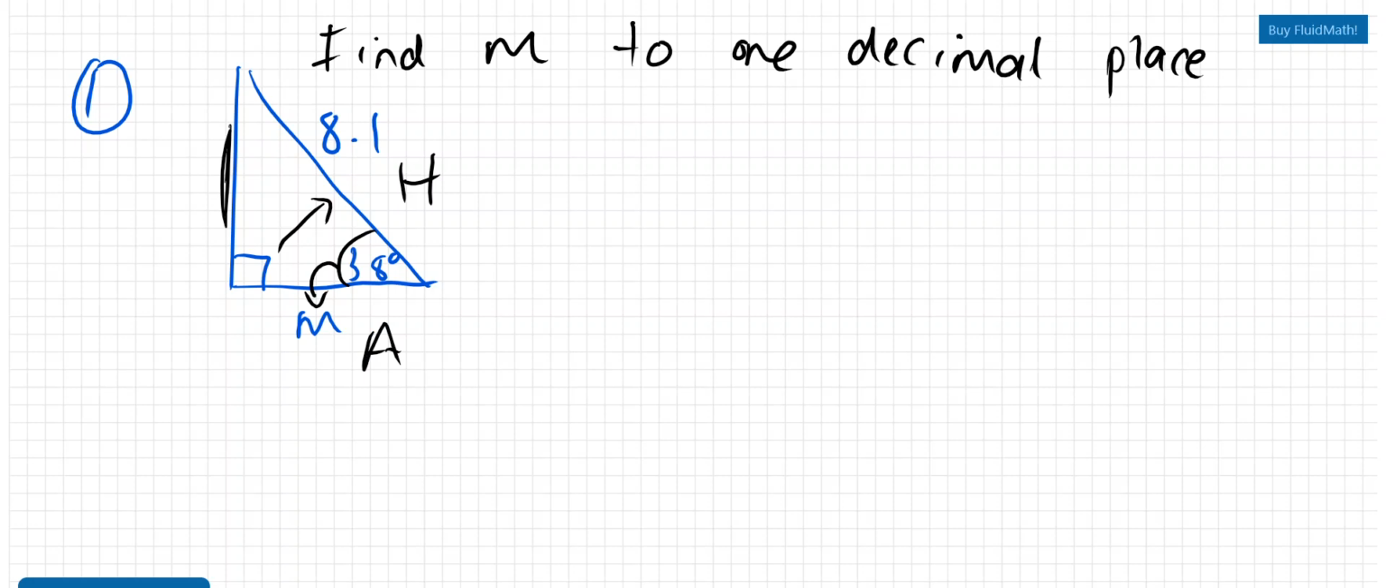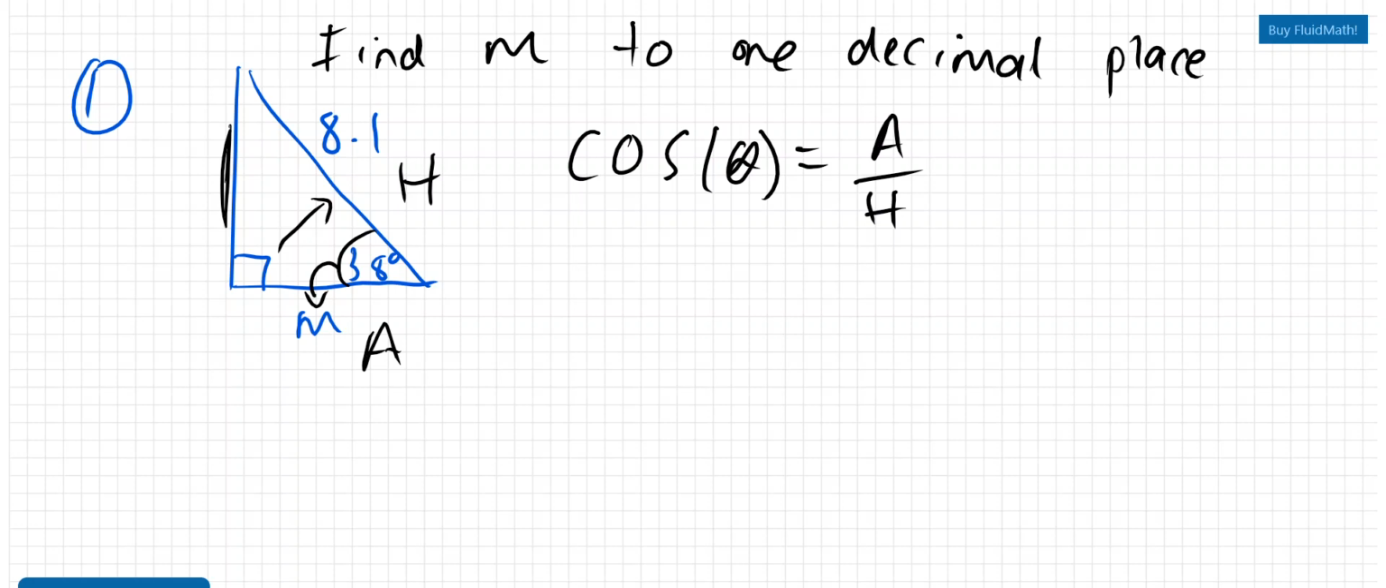So the two lines I'm focusing on are my hypotenuse, where I have the 8.1, and the adjacent, where my m is. And the angle between them is 38 degrees. Now, which trigonometric ratio has A and H? I know that cosine is equal to adjacent over hypotenuse. I'll just write the formula down. Always write it out so it's nice and clear and so you don't make a mistake.